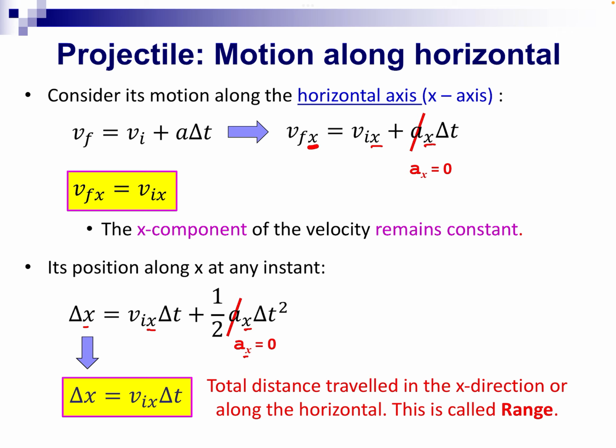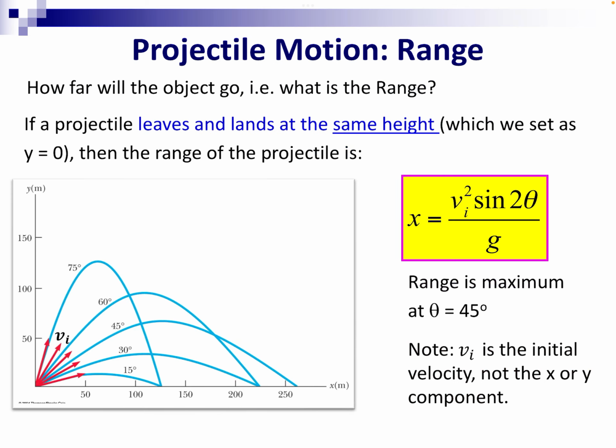Right. The total distance traveled in the x direction or along the horizontal is what we call the range. So when you encounter a problem that says calculate the range of the projectile, it's essentially asking you how far along did the object travel in the x direction or along the horizontal.